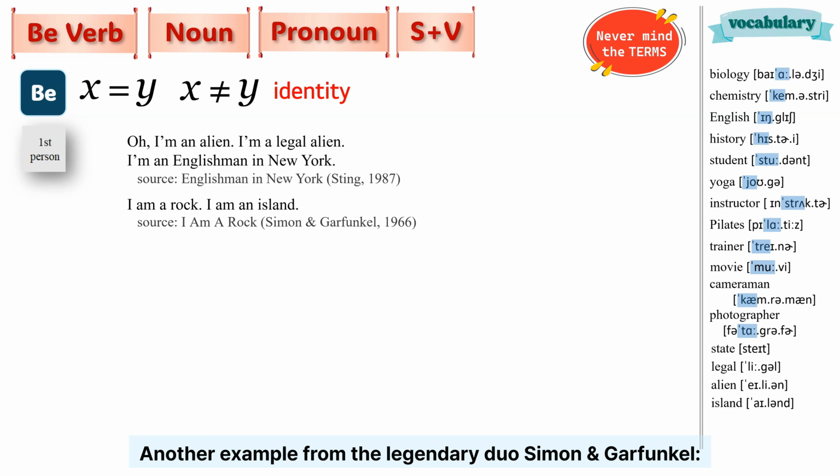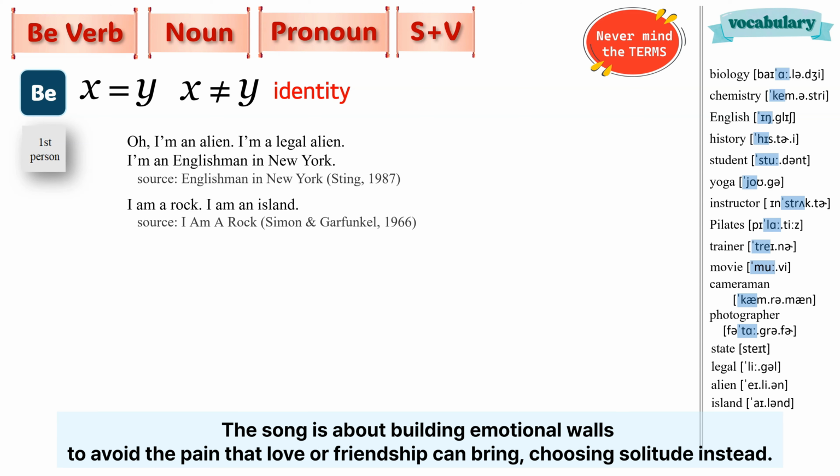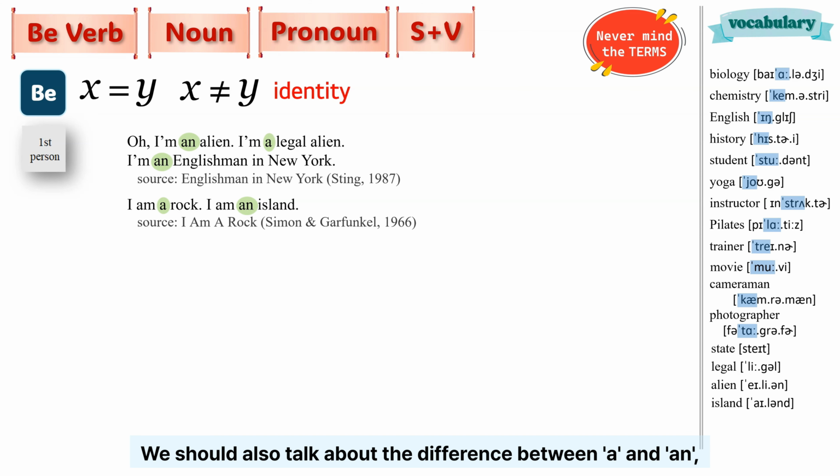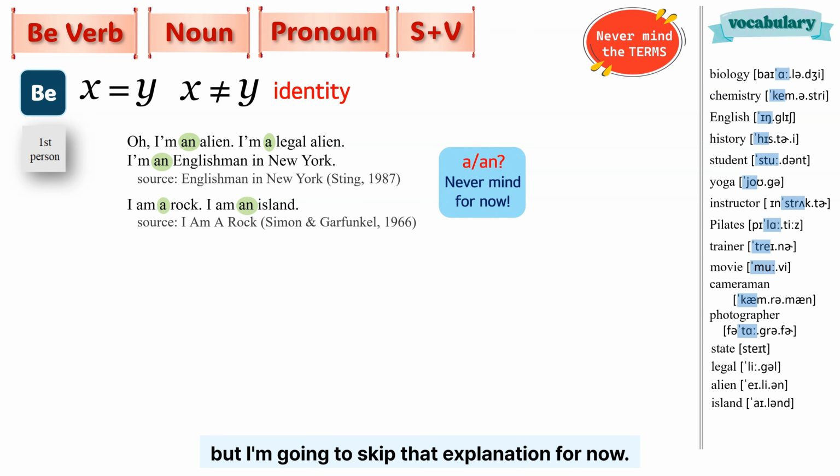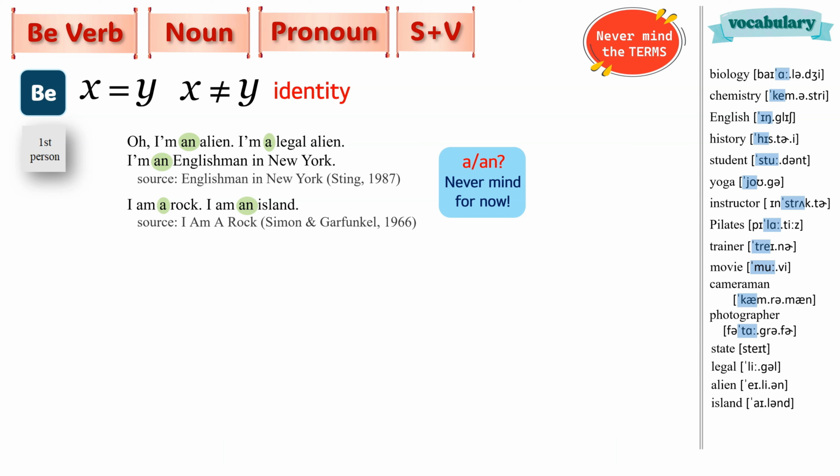Another example, from the legendary duo Simon and Garfunkel. There's that well-known line, I am a rock, I am an island. The song is about building emotional walls to avoid the pain that love or friendship can bring, choosing solitude instead. We should also talk about the difference between a and an, but I'm going to skip that explanation for now. You'll naturally pick it up as we go along, and I'll explain it in detail later.